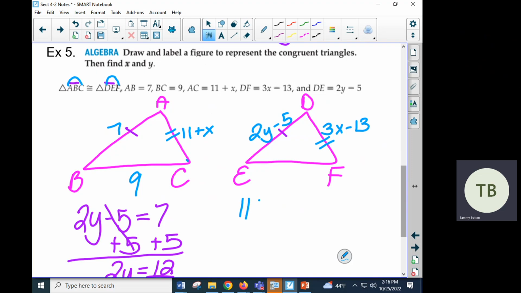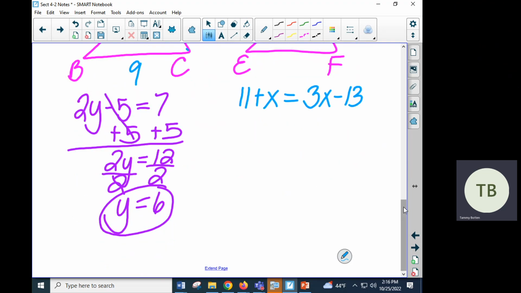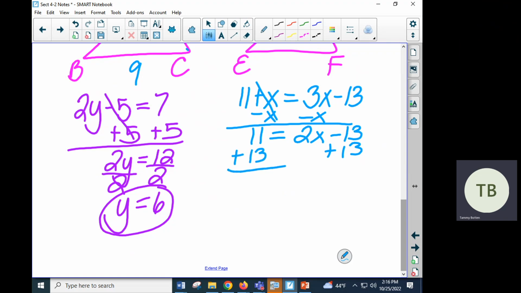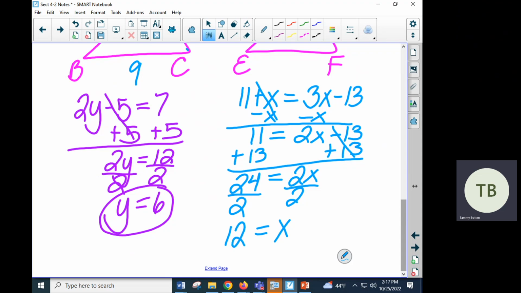So they should be equal. So then I can say 11 plus X equals 3X minus 13. Then I'm going to bring the X over here by subtracting it. And I get 11 equals 3X minus X is 2X minus 13. Then I'm going to add 13. And I get 2X equals 24. Divide by 2. And X is 12. So that's my other answer. So X is 12 and Y is 6.